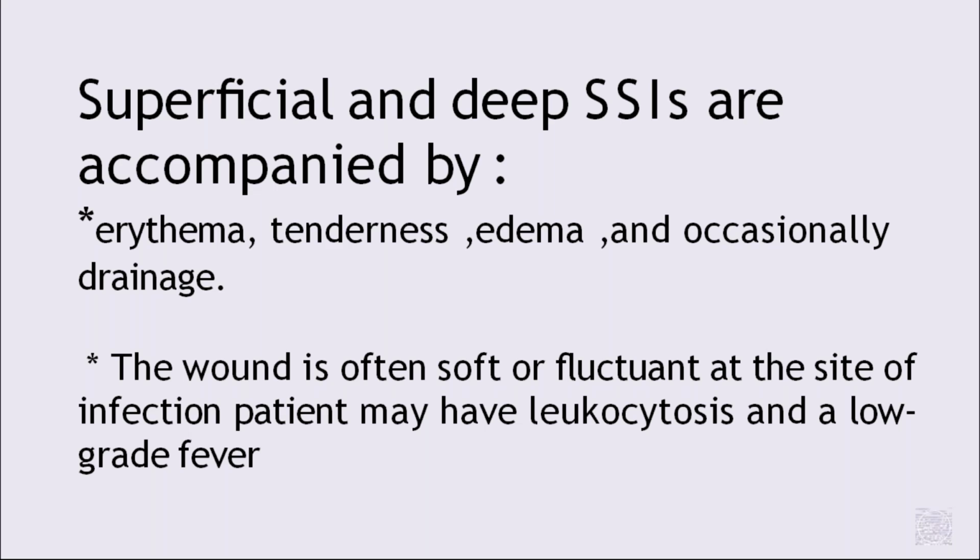So superficial and deep surgical site infections are accompanied by inflammatory signs like erythema, tenderness, edema, and occasionally discharge. That is a collection. So the wound is often soft or fluctuant at the site of infection. All these inflammatory signs will be there surrounding the wound or suture material. Next, dehiscence of the wound can be there, and a huge collection will be there.